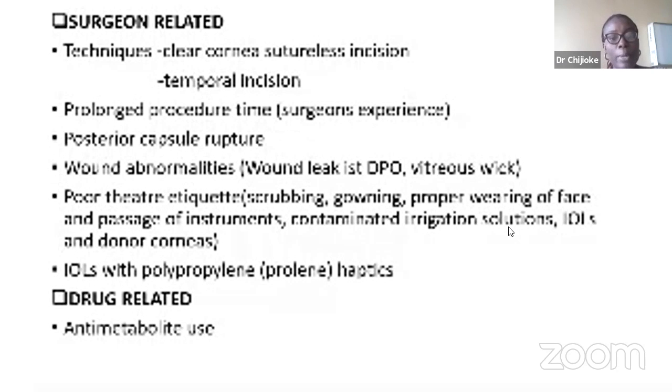Intraocular lenses with propylene haptics are also known to have a relationship with endophthalmitis, maybe based on the surface properties. Also, drug-related, they have antimetabolite use, especially mitomycin C.